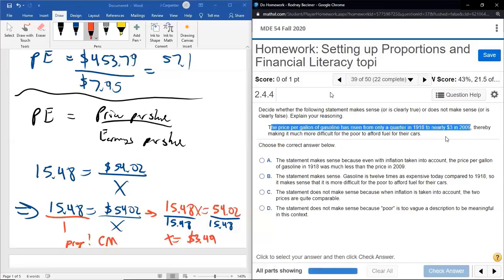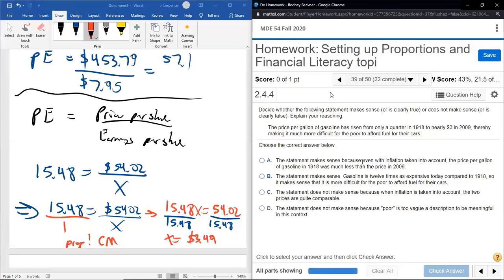All right. So the price of gas was 25 cents in 1918, $3 a gallon in 2009. Therefore, it's much more difficult for poor people to afford fuel in their cars. Does it make sense or not? Now you might say, well, poor people do have a hard time putting fuel in their cars. Poor people might not even have a car. But you're trying to stretch the argument to something that's not here. They're just talking about the price of something one year versus another year.